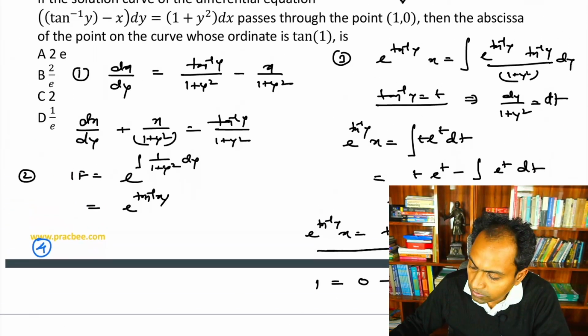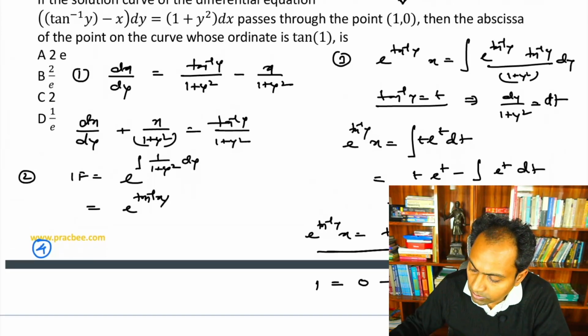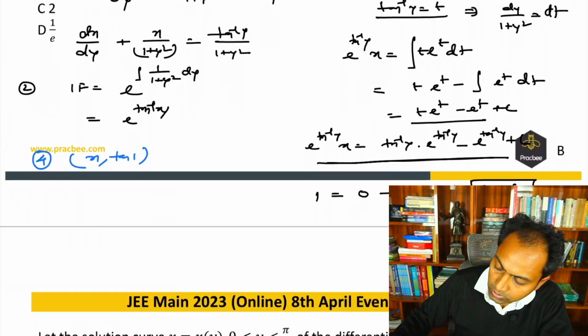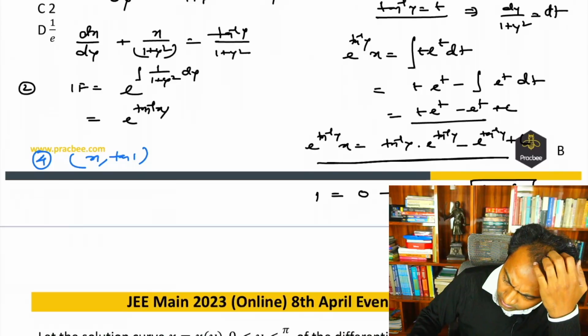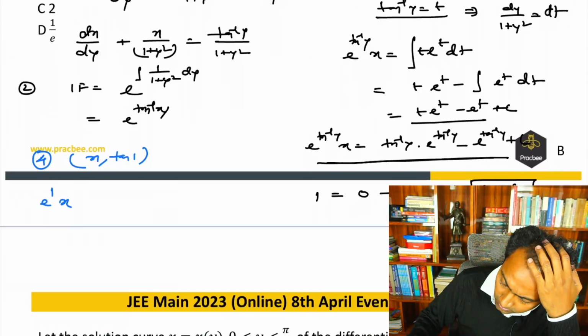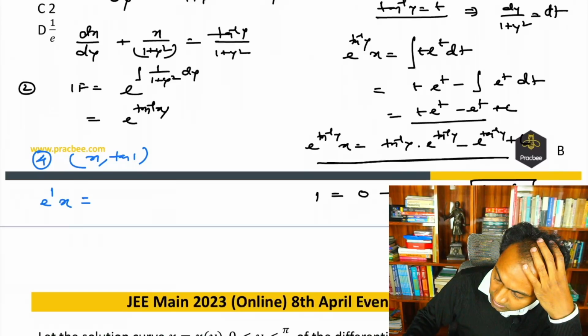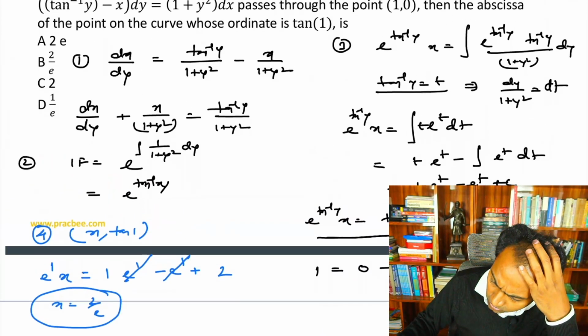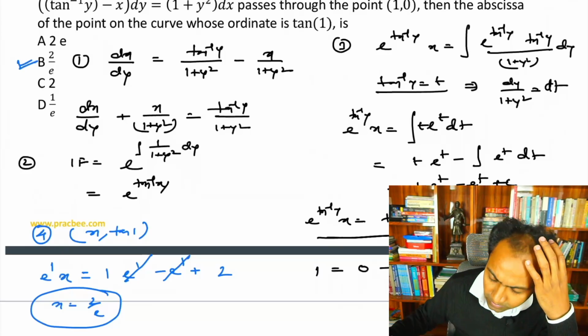In step 4, what they are saying is the abscissa of the point on the curve whose ordinate is tan 1. So what they want is x corresponding to y equal to tan 1. If I put it here, tan inverse of tan 1 is 1, so this becomes e raised to the power 1 into x. This becomes 1 times e raised to the power 1 minus e raised to the power 1. And the constant term was nothing but 2. So this gets cancelled out and the value of x comes out to be 2 by e. Let us check the options. So you can see that option B comes out to be the answer.